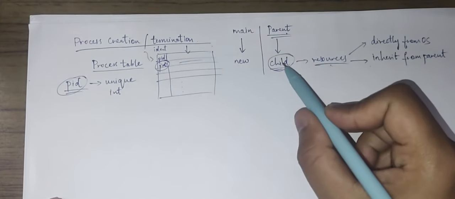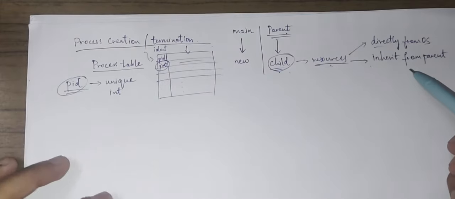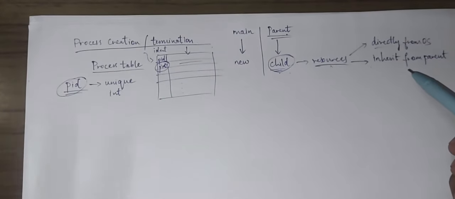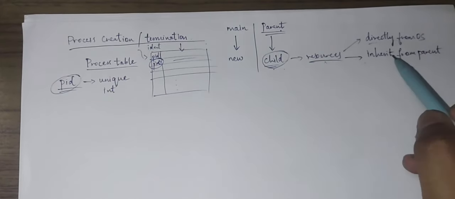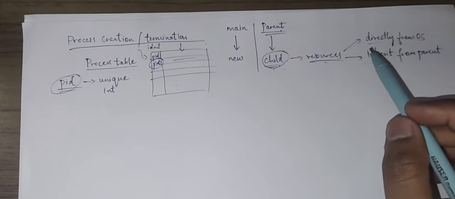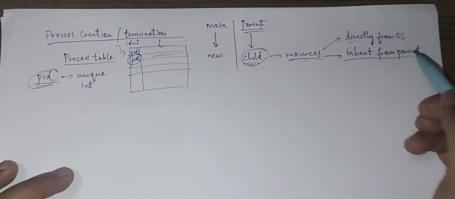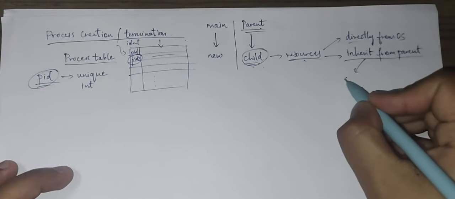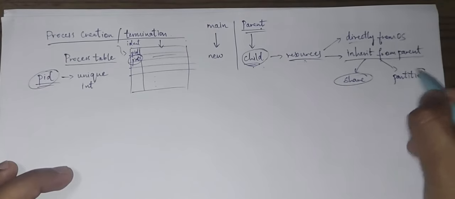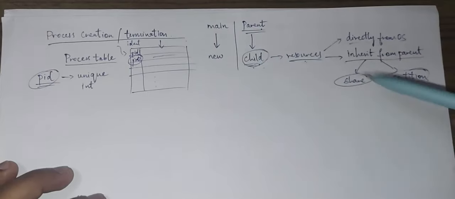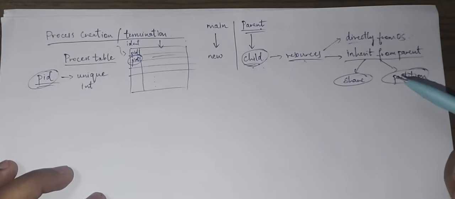Now if the child process directly uses the resources from the OS, then it would not have any restrictions and it may end up taking more resources. So it's usually a good idea to make sure we restrict the child process to use resources from the parent. Again, if it inherits the resources from the parent, then it has two choices. One, the parent may share its resources with the child, or it can partition its resources among the children. In both ways, the child is restricted in the amount of resources it can use. But here there's no restriction, it can use any amount of resources basically.